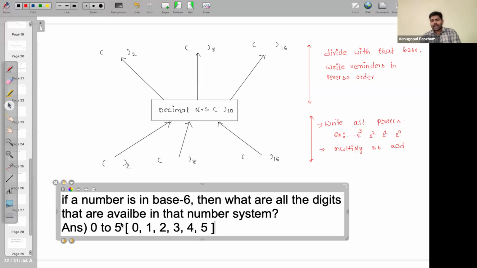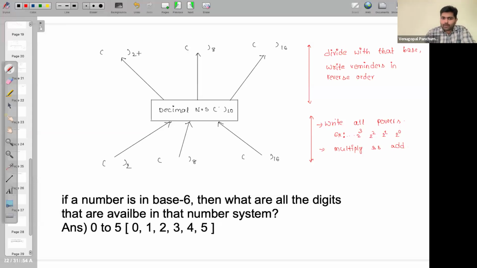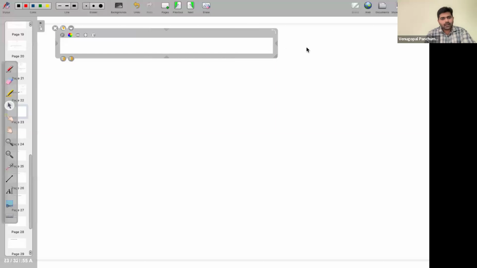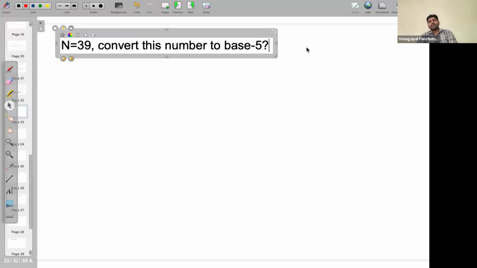Right? Actually these three are popular, friends: binary, octal, hexadecimal. So these three are popular number systems. Now I'll give you one question. Let's see some unpopular number systems. For example, n is equal to, let's say, 39. Now convert this number to base 5. Then tell me what is the answer.